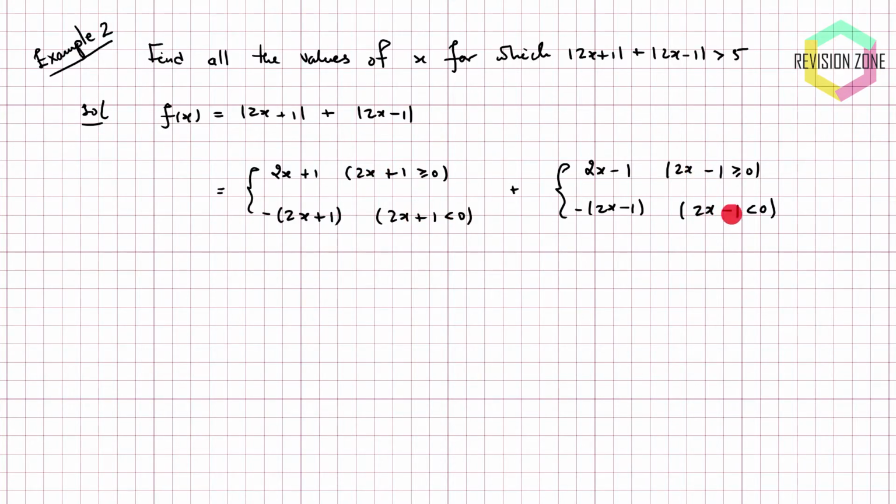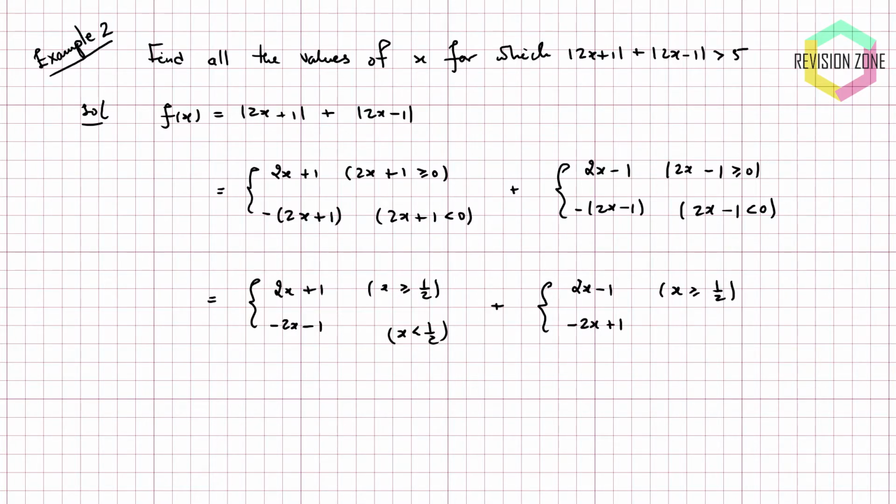So let me first rewrite all of this in a slightly simplified version so I can make heads or tails of the domain more sensibly. I'm going to say 2x plus 1, and the domain is going to be x bigger than or equal to a half, and then expanding this negative in, I'm going to get minus 2x minus 1, and the domain respectively for that is x less than a half. And I repeat the exact same thing for the right hand side, which is 2x minus 1 for the domain x bigger than or equal to a half, and minus 2x plus 1 for x less than a half. So this is slightly better.